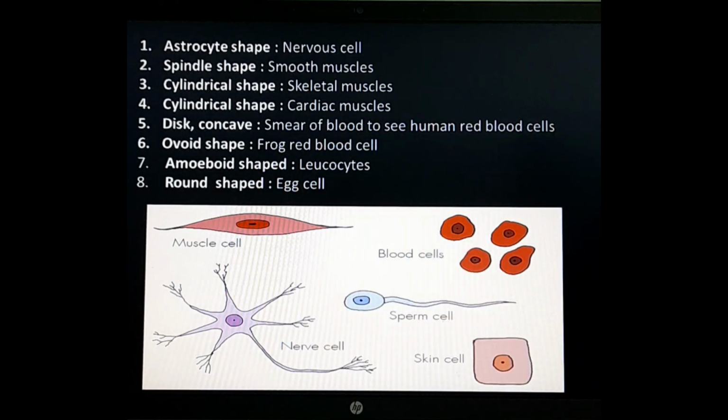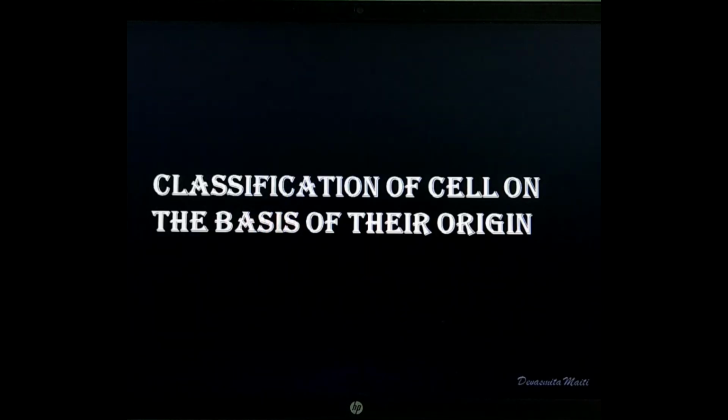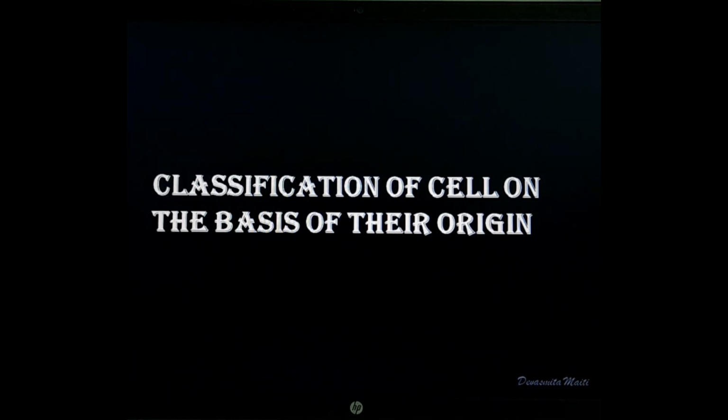Spindle. Spindle is a smooth muscle, cylindrical, skeletal muscle. Disc or concave, blood cell. Ovoid is a frog or red blood cell. Amoeboid, leukocytes, and the round shape is the egg cell. There are also other examples. Now we are going to the classification of the cells on the basis of their origin.